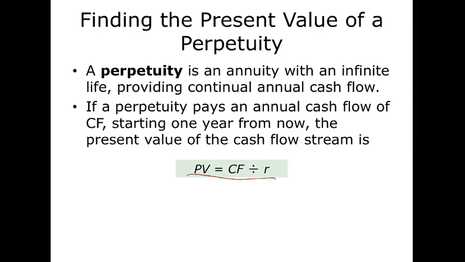And this is our easiest formula we're going to have all semester long. So the present value of a perpetuity is simply the cash flow divided by the interest rate.